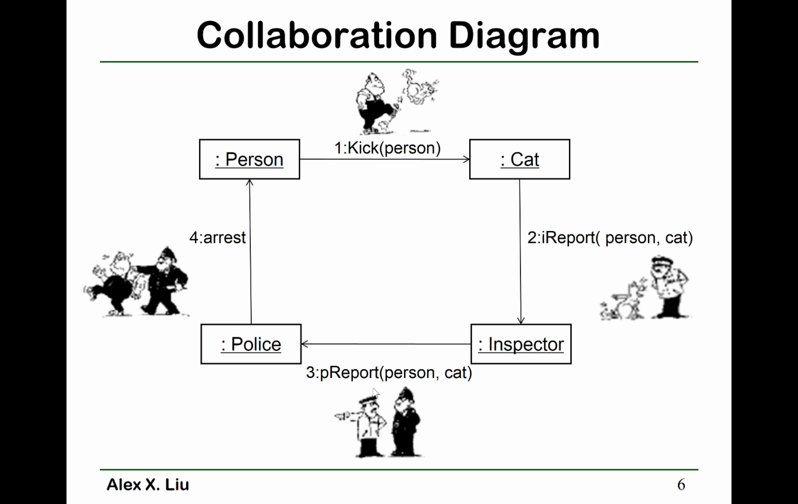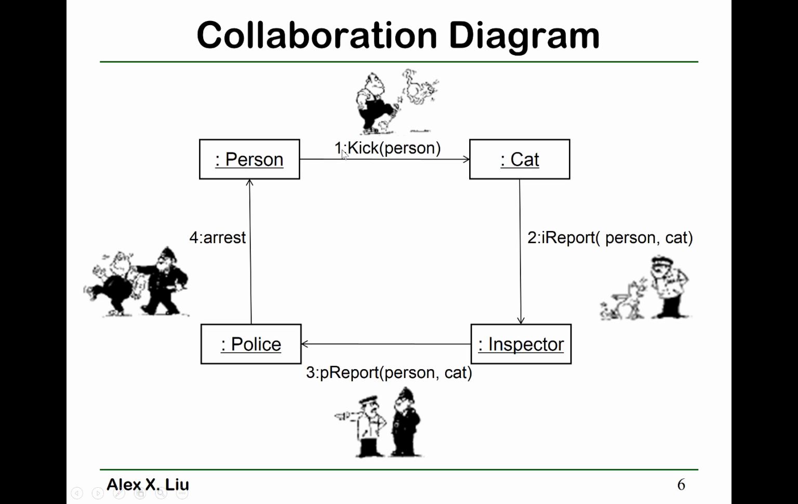Now let's take a look. So first, this person kicks the cat, and the cat reports to the inspector, and the inspector reports to the policeman. The policeman arrests the person. So in this collaboration of the four objects, this is the collaboration diagram.